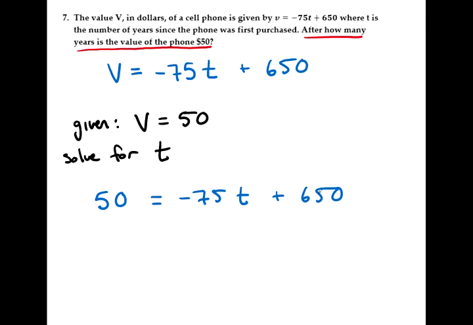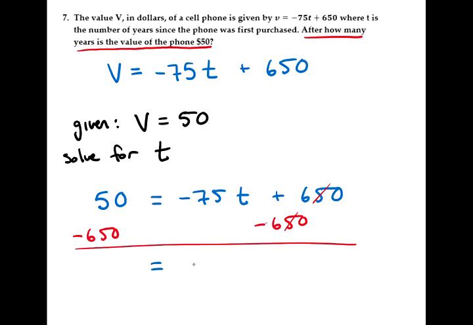This is very similar to problems we've done in chapter 8. All right, so we'll solve for t. So let's get rid of the 650. Subtract 650 from both sides. So the positive, the negative cancel. And on the right-hand side, we're left with negative 75t. And on the left, we have a positive 50 minus a 650 will give us negative 600.